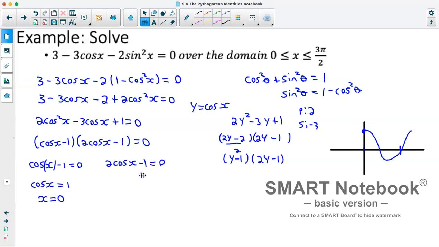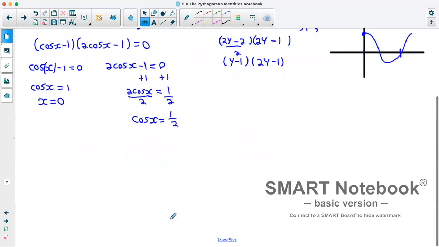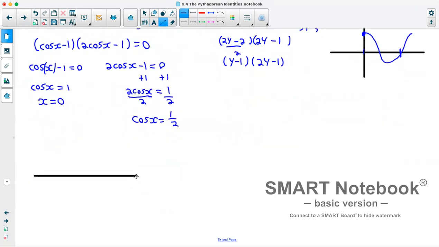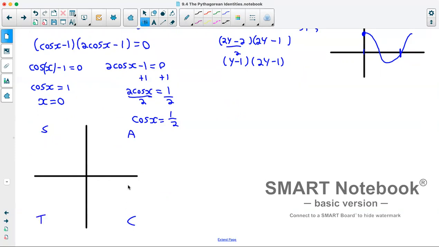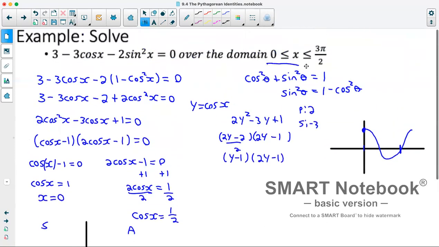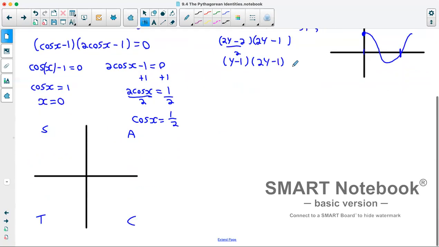Now this other one, we'll move the 1 to the other side. So we've got 2 cos x equals 1. Divide both sides by 2. So that gives us cos x equals 1/2. Now we will draw this out. So we have our CAST rule. Now cos is positive in these two quadrants. However, because we went from 0 to 3 pi over 2, that does not include this quadrant. So therefore, our answer must be in this quadrant here.